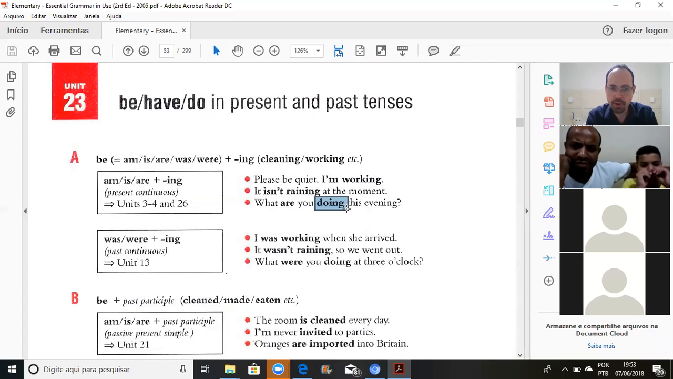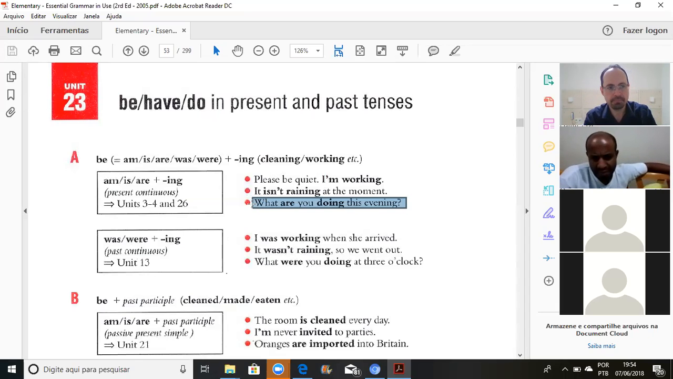Okay? If you want to ask something about the future, you can use this structure right here. Do you understand that this type of structure is applied for future? For example, let's say that it's 9 o'clock in the morning right now. I can ask you, what are you doing this evening? So I am referring to the future, okay?